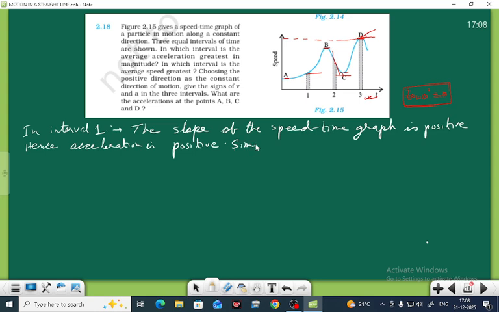The slope of the speed time graph is positive, hence acceleration is positive. Similarly, the speed of the particle is also positive in this time interval.